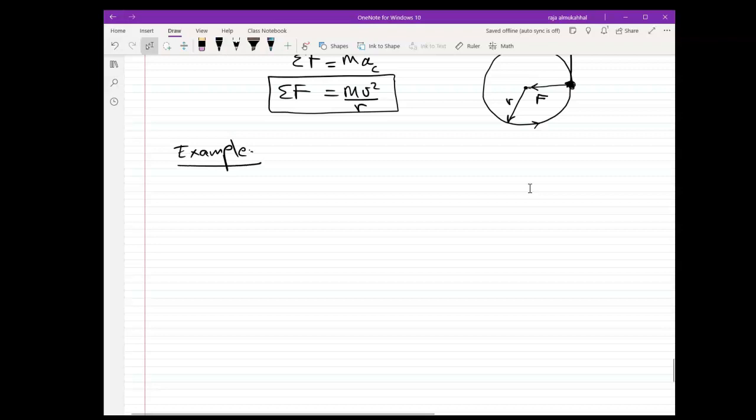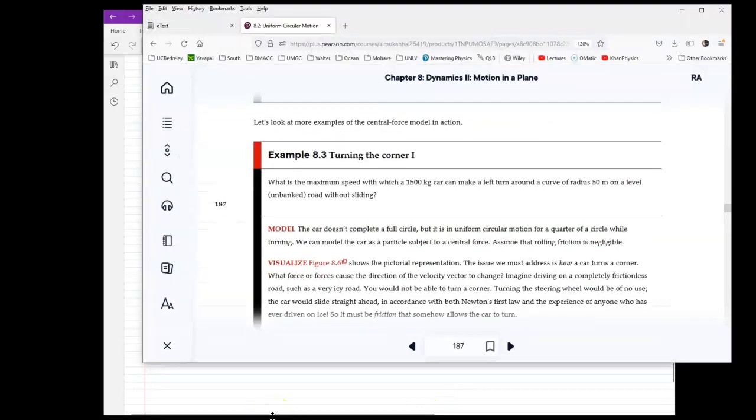I think this is an example in the book. Let me look it up very quickly. Example 8.3. Oh, there it is, right here. Okay, it says turning the corner.